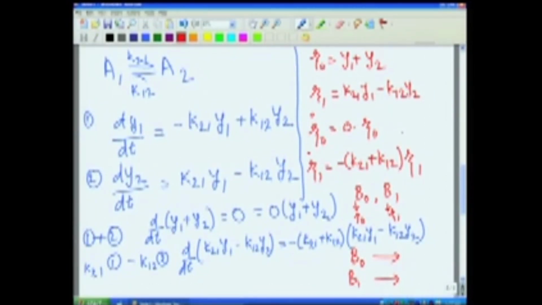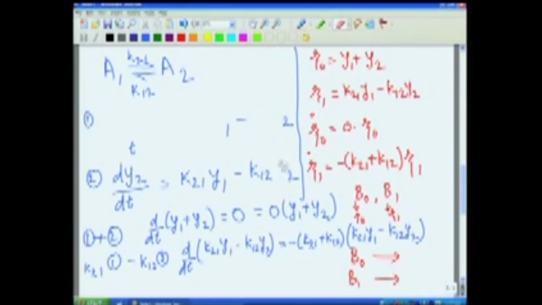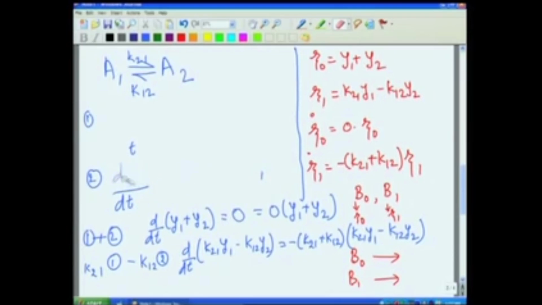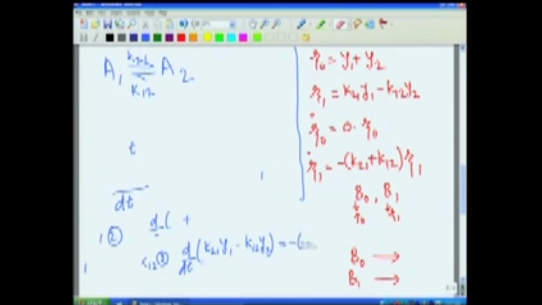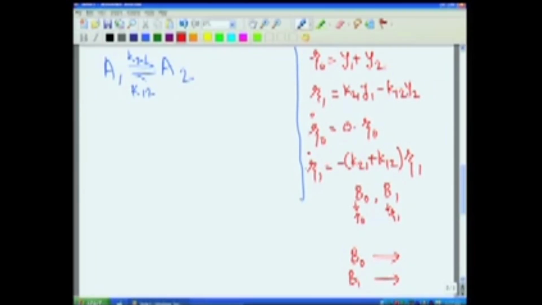Okay. So, what I am going to do now is look at this hypothetical system. Although I have my original system, what is the solution of this hypothetical system? This one particular over here. That is very easy. My reaction for the hypothetical system is B naught going to something, B1 going to something.